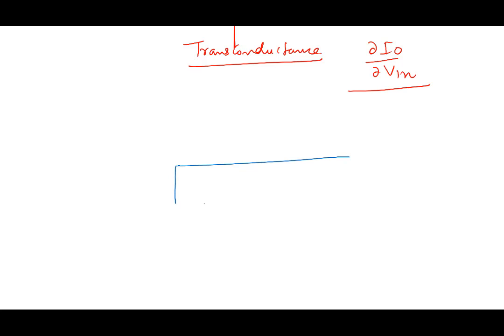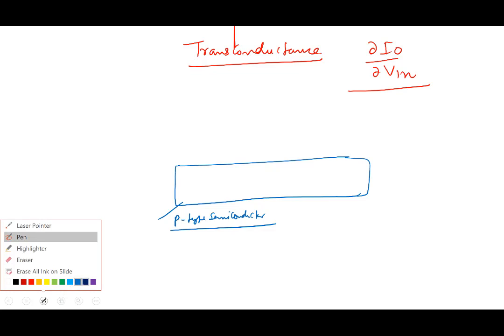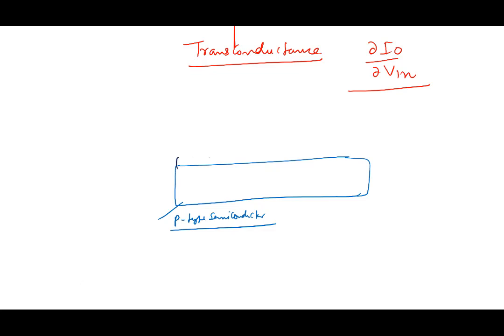Let me take a piece of P-type semiconductor. Let's make two contacts to it, one here and one here. Let's put this to ground, and let's apply some positive voltage, whatever voltage you apply.